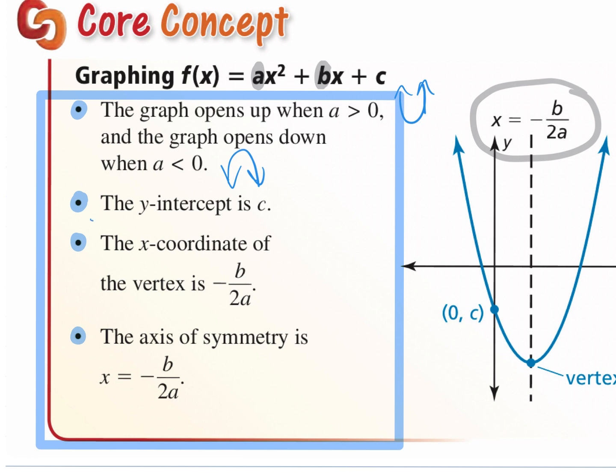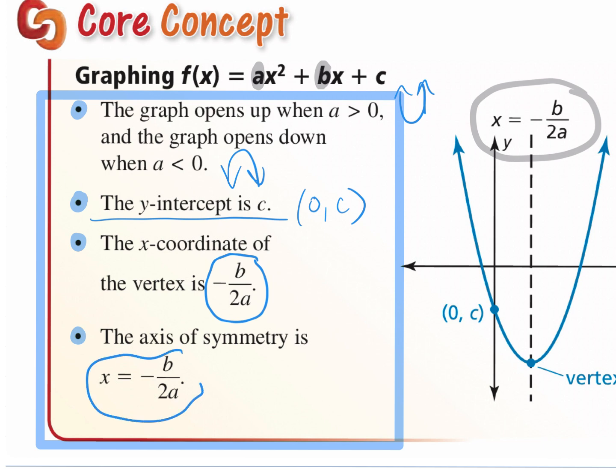Now our y-intercept is our c value. Whatever that value at the end of your quadratic is, you're going to put (0, c) as a point on your graph. That is going to be your y-intercept. The x-coordinate of your vertex, aka your axis of symmetry, is this golden ratio, negative b over 2a. I want you to circle both of them. It's super, super important. That's probably the most important thing of all of today's lesson, negative b over 2a.